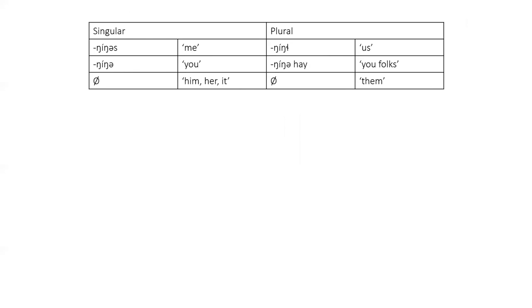The set of object suffixes that are used with the -us causative is different from those you've seen previously, but they are similar to those that occur with the new non-control transitive and the causative. So for me, the suffix would be meanness, and then for you, Nina. For us, it's meanish, and for you folks, Nina height. And for him, her, it, and them, you don't add anything to it. Note that just as with the other suffixes, when both subject and object are third person, the passive must be used.